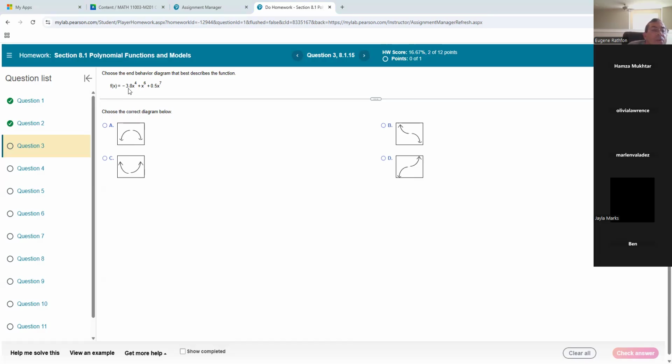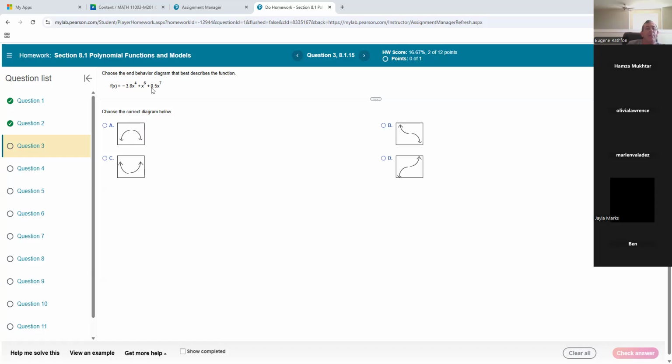How about this one? Negative 3.8 x to the 4th plus x to the 6th plus 0.5 x to the 7th. So y'all, let me just ask y'all this. What is the degree of this polynomial? All right, y'all. So the degree is 7. The highest exponent is a 7.